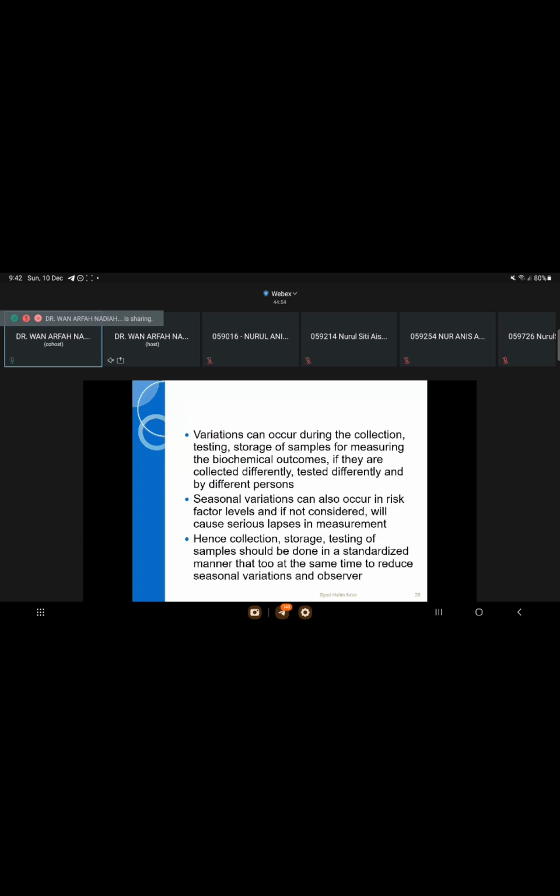So variations can occur during collection. This one you know better than me in terms of collection, testing, and storage of samples. Seasonal variation can also occur in risk factor levels, and if not considered, will cause a serious lapse in measurement. This is about blood collection, the blood parameter. So you need to consider all these things during collection, testing, and storage, right?